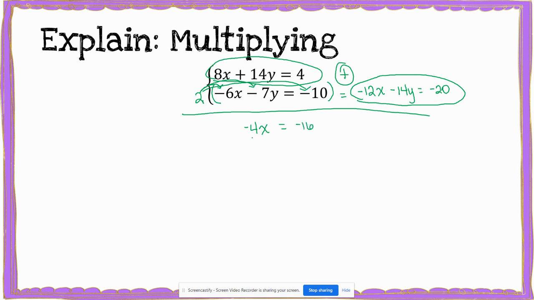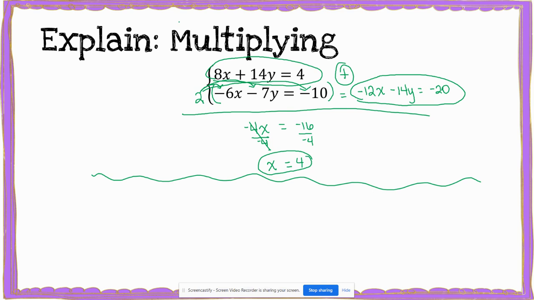Now, to get x by itself, I'm going to divide by negative 4 on both sides of our equation. My negative 4's will cancel to leave me with x equals, and then negative 16 divided by negative 4 gives me positive 4. So I know that my x value is positive 4. I'm going to take my first equation, which was 8x plus 14y equals 4, and I'm going to plug in 4 for x. So 8 times 4 plus 14y equals 4. 8 times 4 is 32, plus 14y equals 4.